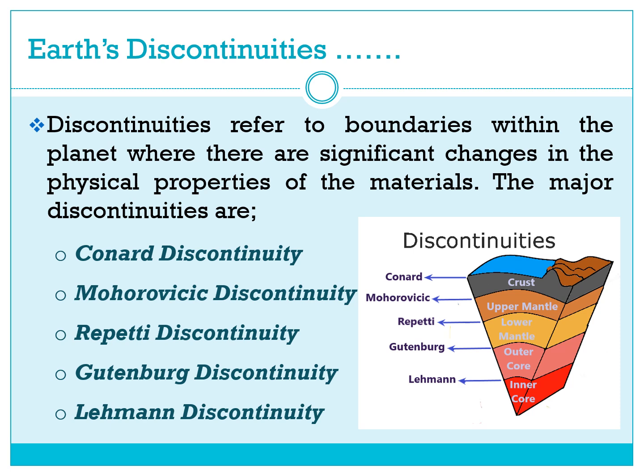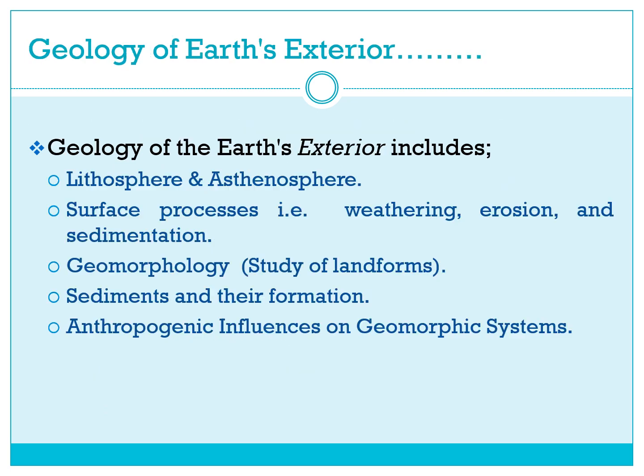Then is the Gutenberg discontinuity. This marks the boundary between the mantle and the outer core. Seismic waves, particularly S waves, cannot travel through the liquid outer core, providing strong evidence of its liquid state. Lehmann discontinuity. This marks the boundary between the liquid outer core and the solid inner core. This boundary detects changes in the behavior of seismic waves.